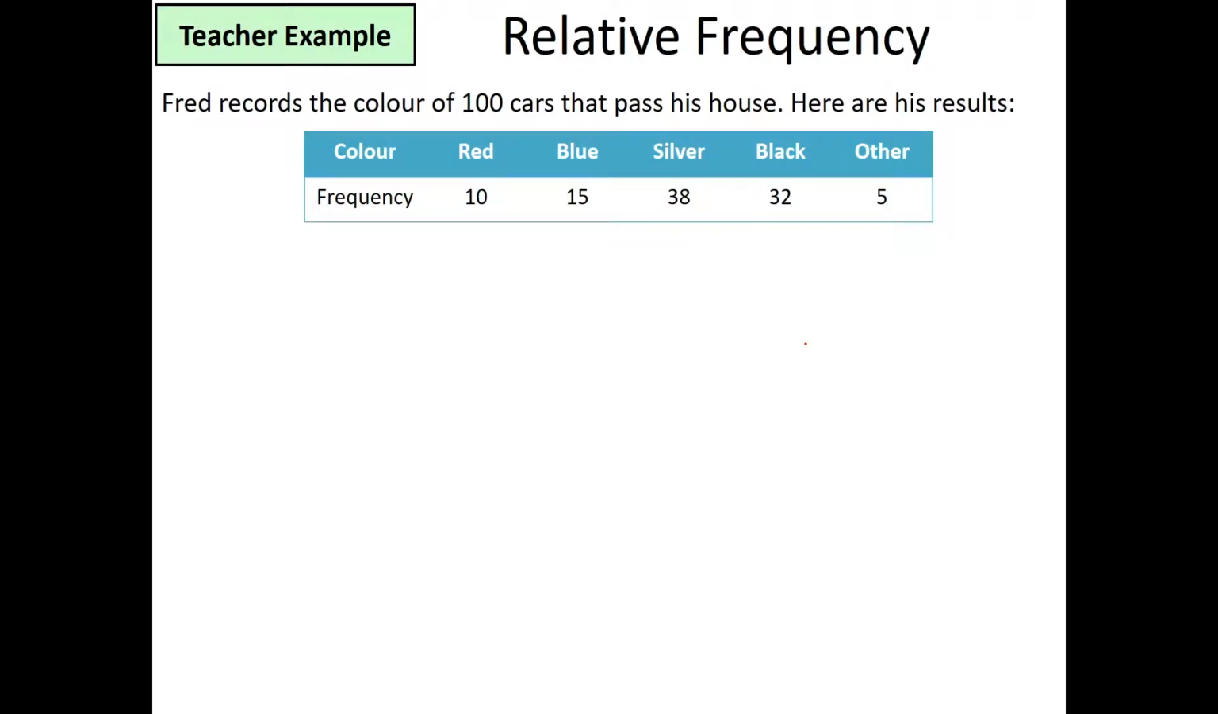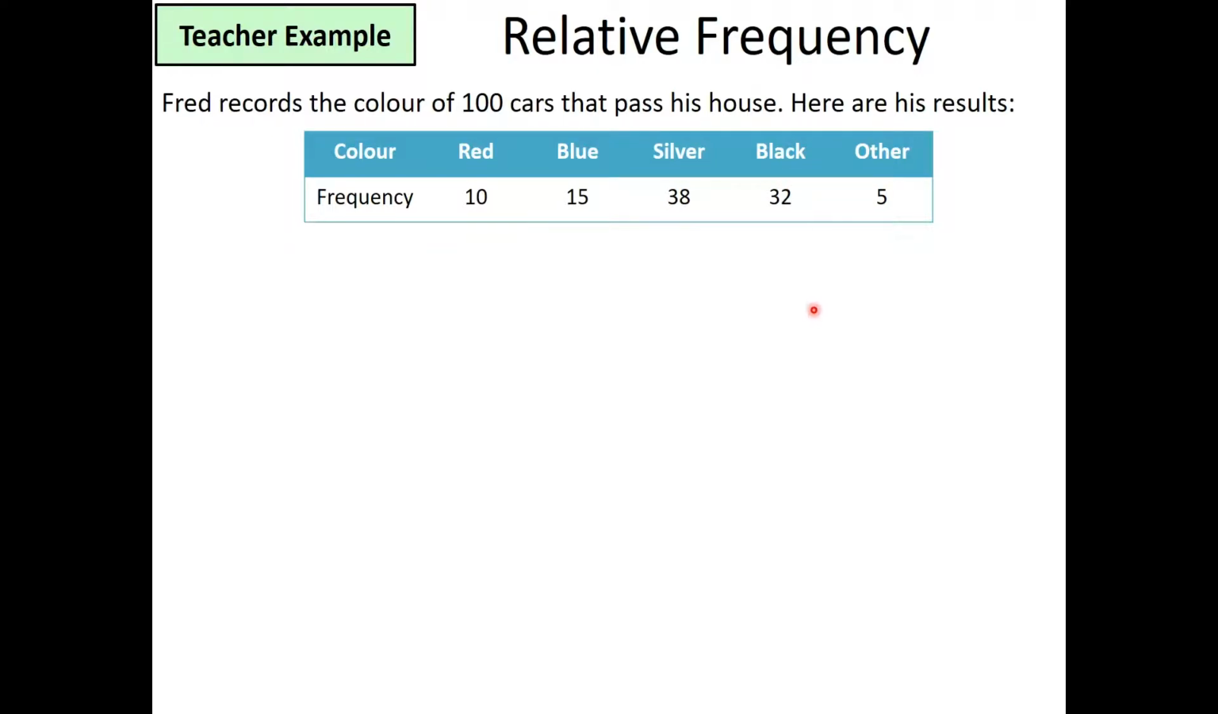Here's another example, which I'll go through now myself. Fred records the colour of 100 cars that pass by his house. Here are the results. So he's sitting in his room, looking out the window, watching what colour the cars are, because obviously it's COVID times and we've got nothing better to do than just sit and look out the window. So there are 10 red cars, 15 blue, 38 silver, 32 black, 5 other.